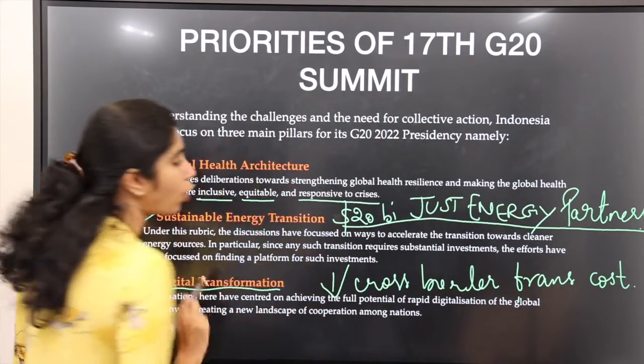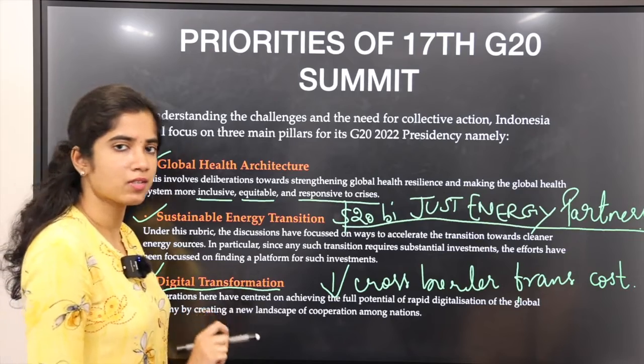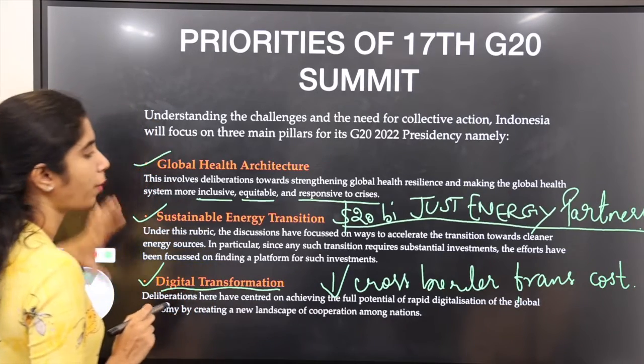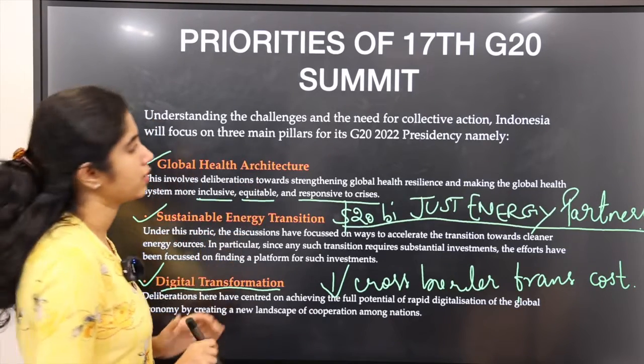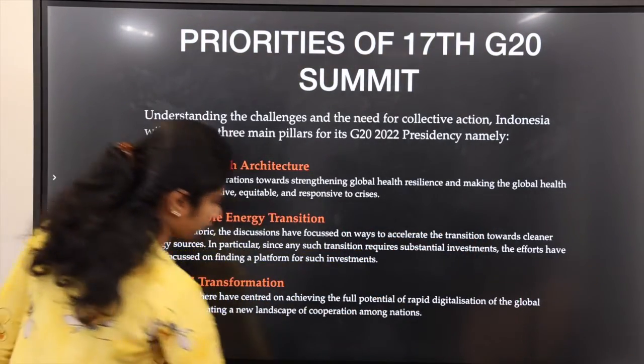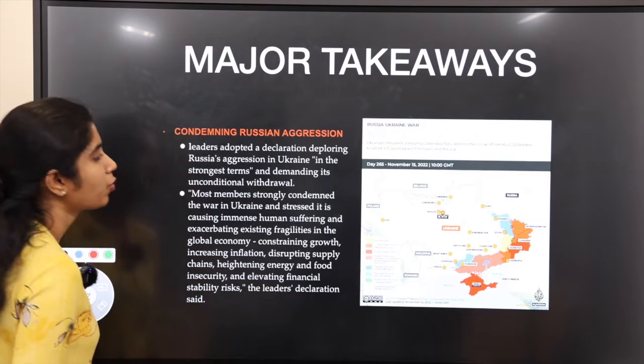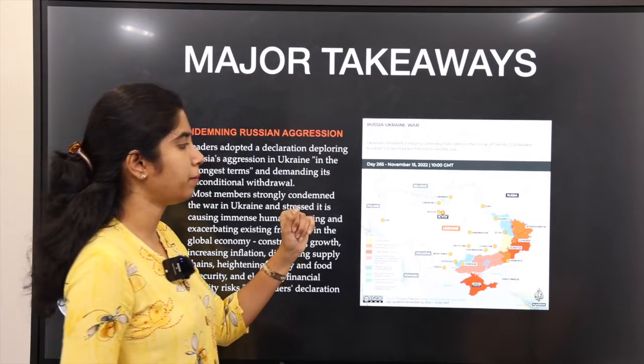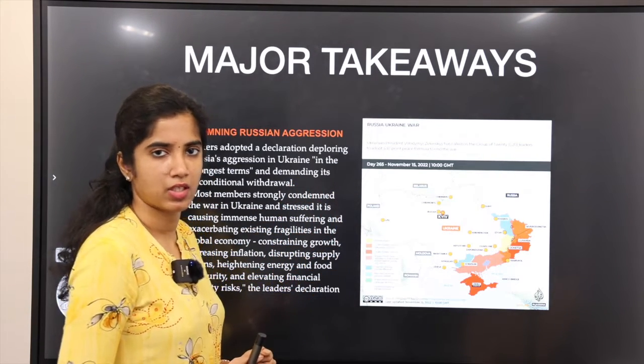For that, cooperation between the member countries is really important. So these are the three topics highlighted in this year's summit. Next, what are the major takeaways? What are all being dealt with this?